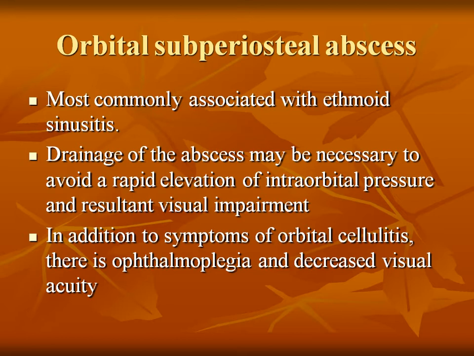So now we will move from infections and cellulitis to abscess formation. Orbital subperiosteal abscess is most commonly associated with ethmoid sinusitis. The drainage of the abscess may be necessary to prevent rapid elevation of intraorbital pressure resulting in visual impairment. In addition to symptoms of orbital cellulitis, there is ophthalmoplegia and decreased visual acuity. So first we started with a preseptal infection with no exophthalmos, then postseptal with exophthalmos, then abscess formation with ophthalmoplegia and decreased visual acuity. We're going from mild to more severe and severe and severe.